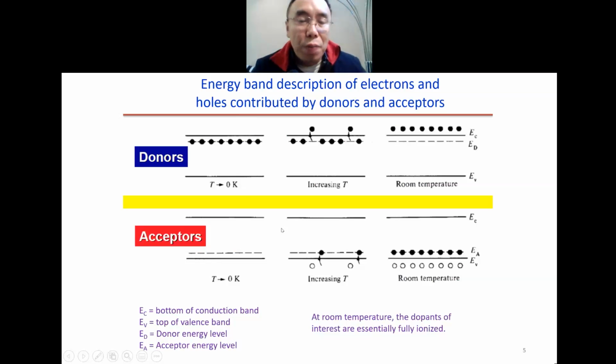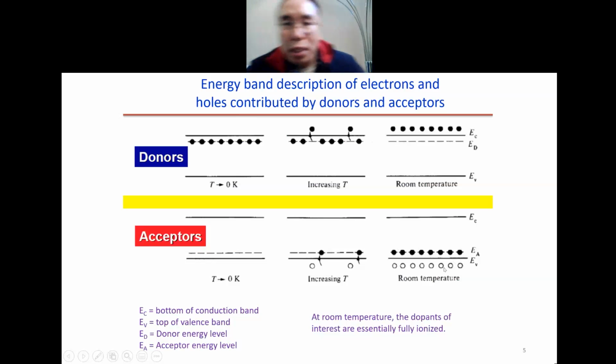At very low temperature, approaching 0 degrees, the electrons freeze out. They stay at the donor level, and the acceptor level is empty. When we increase the temperature, electrons will be excited to the conduction band, and electrons in the valence band are also excited to the acceptor level. At room temperature, all the electrons are excited and the acceptor energy level is filled, leaving behind holes in the valence band.